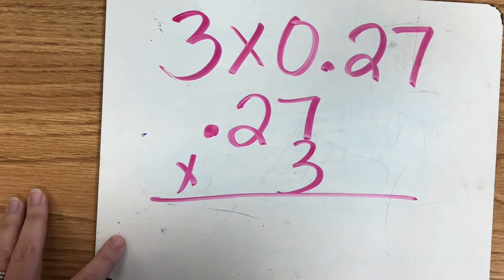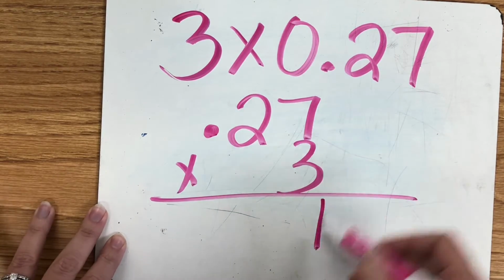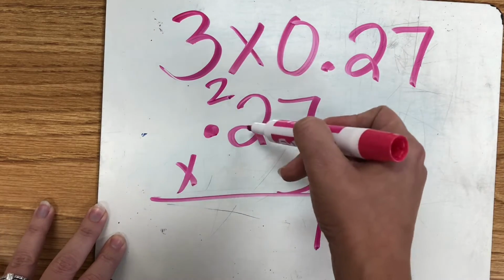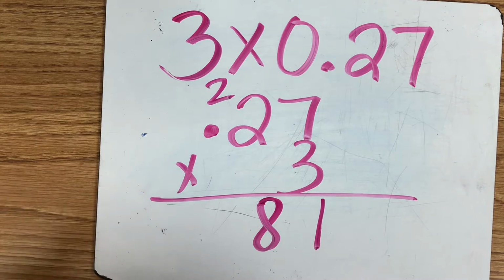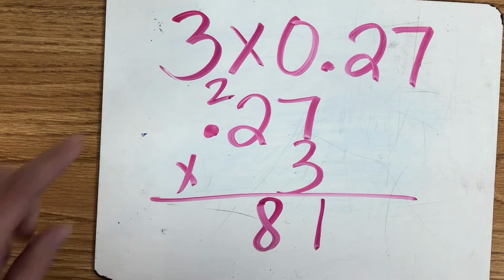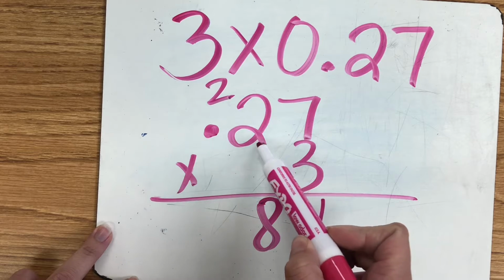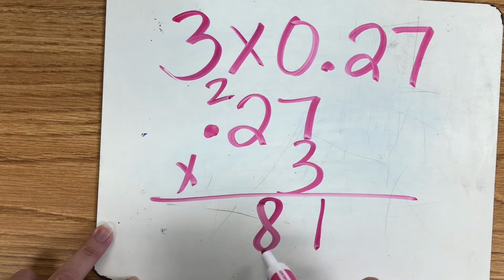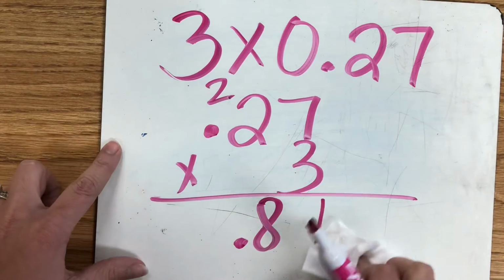You multiply normally. 7 times 3, 7, 14, 21. 3 times 2 is 6, plus 2 is 8. And here is where the difference is between adding and subtracting decimals. When you add or subtract decimals, if you remember, you line your decimal up. When you multiply decimals, you just see how many numbers are behind the decimal, and then you move your decimal over that many places. So 27 hundredths times 3 gives you 81 hundredths.